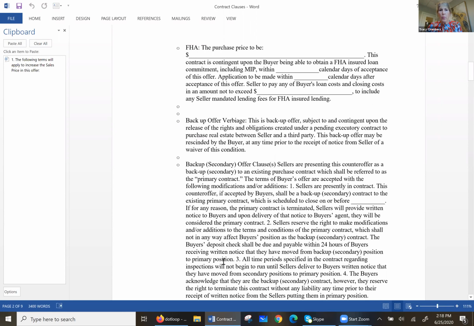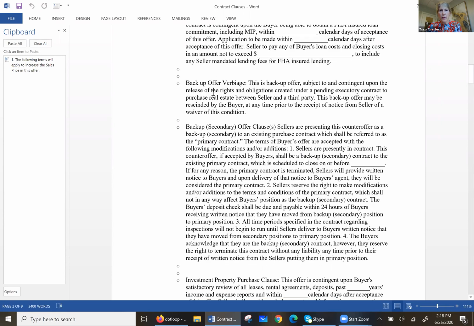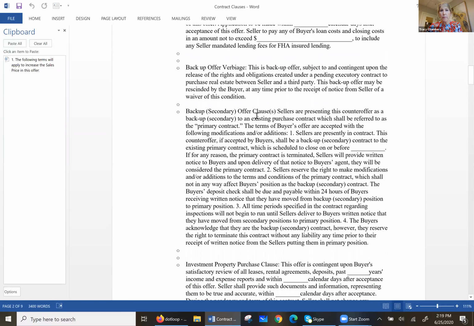Okay. So now we've got backup verbiage. There's two backup clauses here. The first one is just not as detailed, and I would say probably a buyer would use this one. It's a backup offer subject to and contingent upon the release of the rights and obligations created under a pending executory contract to purchase real estate between the seller and a third party, whoever has the other contract. This backup offer may be rescinded by the buyer at any time prior to the receipt of notice from the seller of a waiver of this condition.